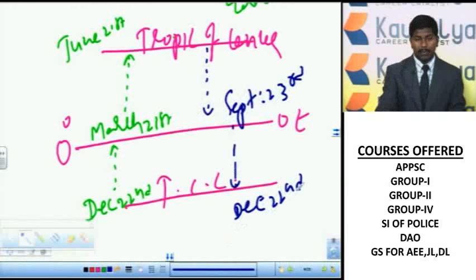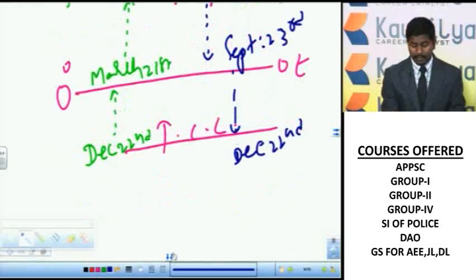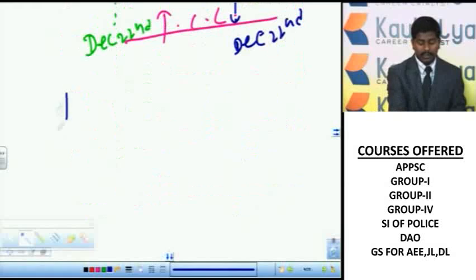This is how, in a time period of 1 year, the sun moves towards the north as well as towards the south. So that is how we can explain the northward and southward migration of the sun.